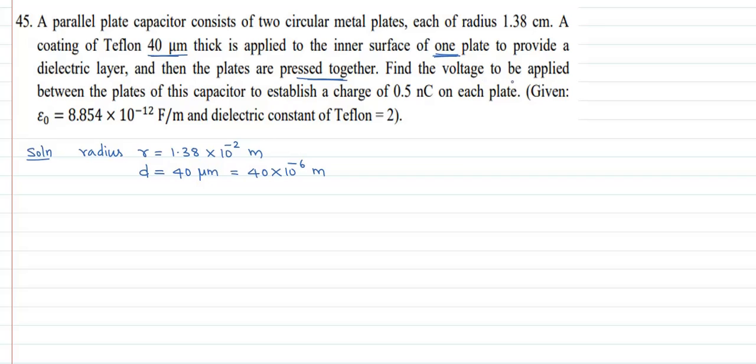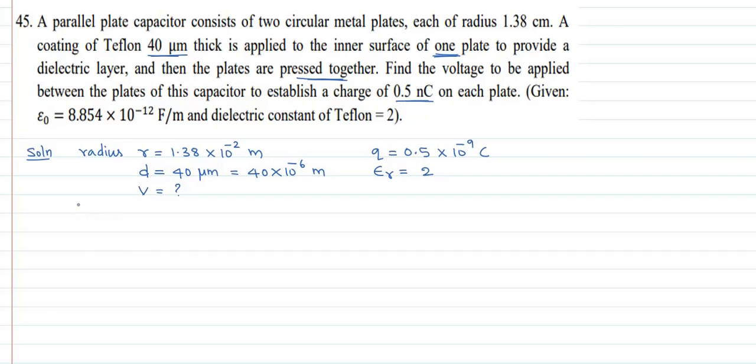Find the voltage to be applied between the plates. We are required to find V, to establish a charge of, so Q he has given, 0.5 nanocoulomb, 0.5 into 10 raised to minus 9 coulomb. He has given epsilon naught, and the dielectric constant of Teflon, so epsilon R is equal to 2.